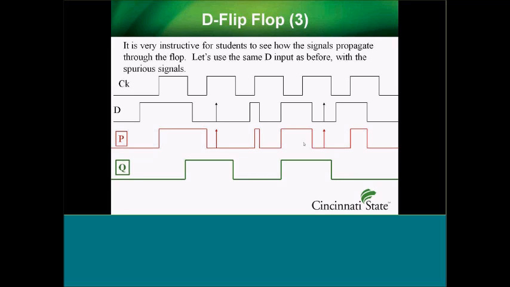So what you have here is something that's actually pretty important, which is that we don't see any of this first noise on the D line change the system state Q. Okay, so this prevents the transparency.